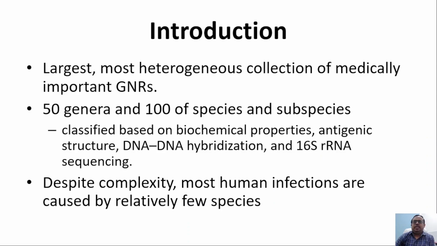This family is one of the largest, most heterogeneous collections of medically important gram-negative rods. It includes almost 50 genera, hundreds of species and subspecies, and this classification is based on various factors like biochemical properties, antigenic structures, DNA hybridization, and 16S ribosomal RNA sequencing. Despite its complexity, most human infections are caused by relatively few species.